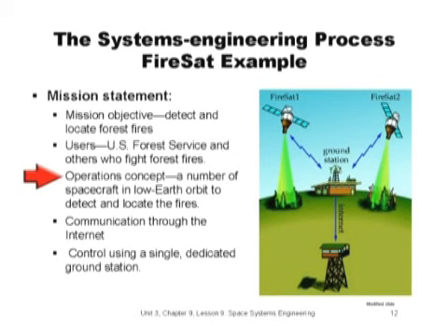In this case, several concepts are possible. So let's pick a concept that relies on a number of spacecraft in low Earth orbit to detect and locate the fires. Here you see FireSat-1 and FireSat-2 in the diagram. Once the FireSat satellites detect and locate the fires, the system will communicate this information through the internet, and the entire mission will be controlled using a single dedicated ground station.